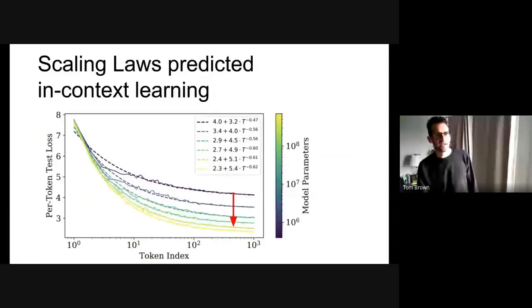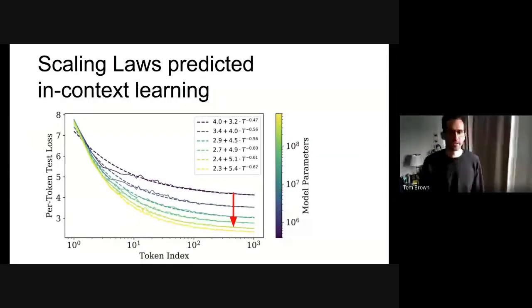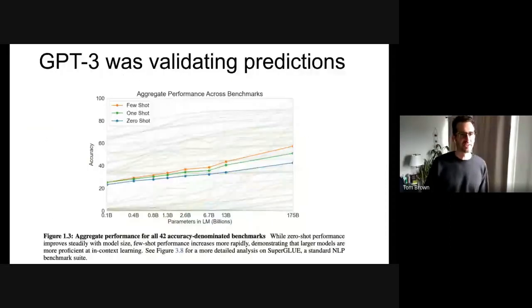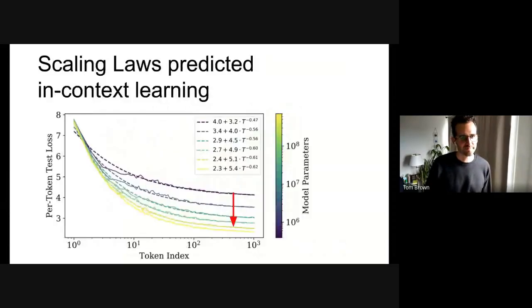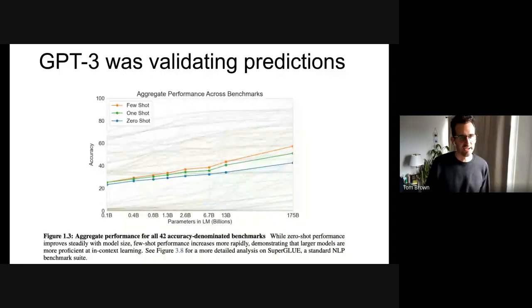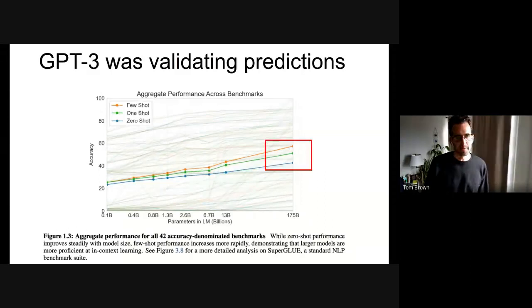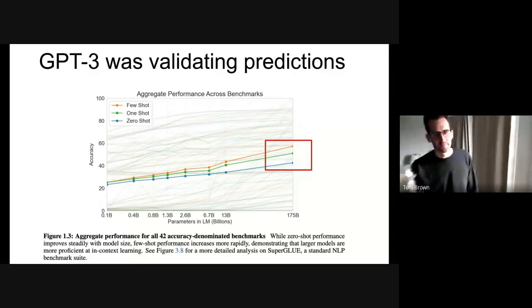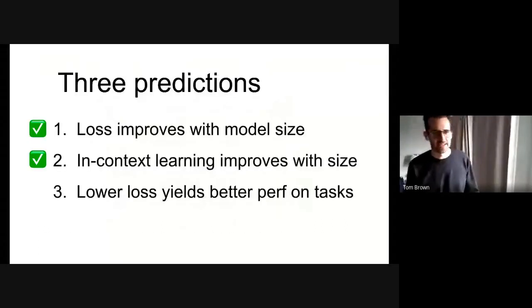The second one was that the scaling laws predicted this in-context learning to improve. And the way we looked at that is we did this on just a ton of different tasks. And you can see here that as the models get bigger, the spread between the few shot, the 0 shot, and the 1 shot starts to increase. So yeah, that's that one.